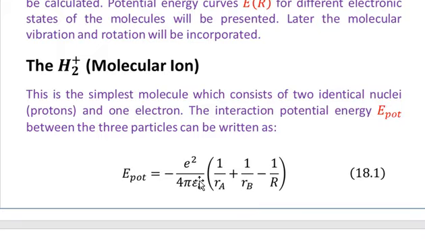So you see that we have a negative sign with 1 over Ra and a negative sign with 1 over Rb, because these are the attractive potentials, and the negative sign will cancel out with the negative sign with 1 over R, and then we have the positive sign with e squared over 4 pi epsilon naught into 1 over R. This is due to the repulsive potential between the two protons. So this is the total E potential of the molecule, given by equation number 18.1.